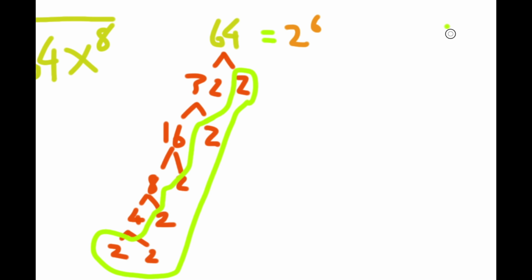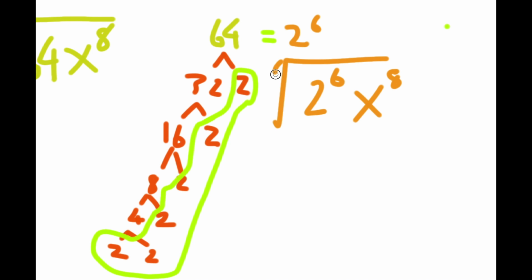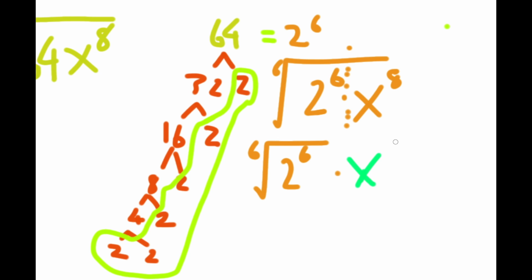So this is just going to be 2 to the 6th times x to the 8th, and we take the 6th root of this. Now we can simplify this by putting a dotted line between and writing it as the 6th root of 2 to the 6th times the 6th root of x to the 8th. So what is the 6th root of 2 to the 6th? Well, the 6's cancel out, and you're just left with 2.